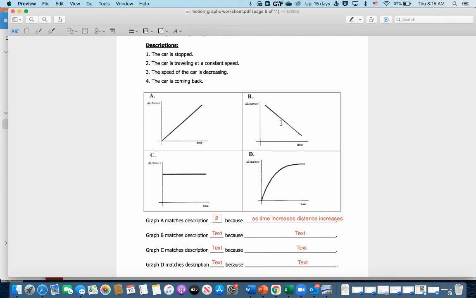Let's look at graph B right here. I'm going to put in this description as well. So as time increases, always start with that. I'm evaluating what happens as I move across my time. Well, my distance is decreasing, okay? So if my distance is decreasing, what's going on? I must be moving backwards. So that's going to be description 4 here.